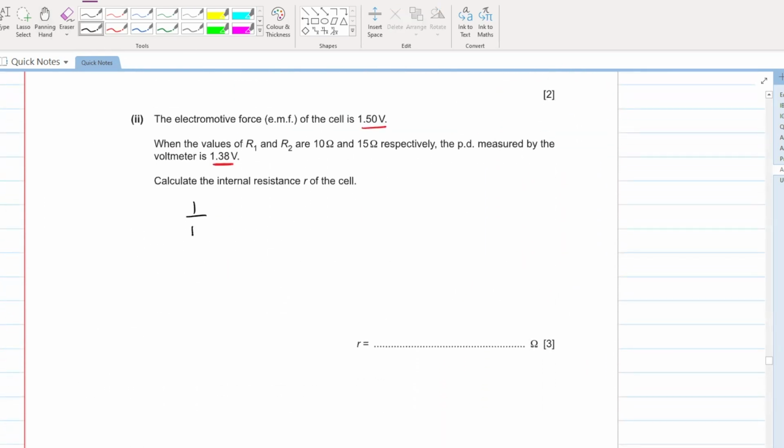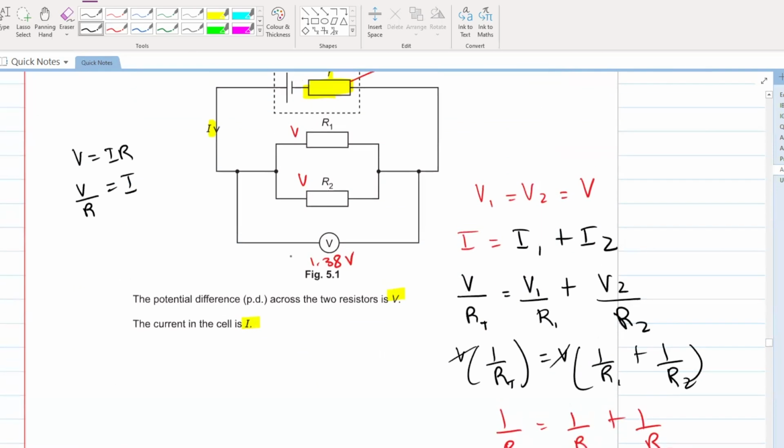Very, very easy. 1 over R total is equal to 1 over 10 plus 1 over 15. Can you calculate the total resistance by putting it in the calculator? 1 over 10 plus 1 over 15, then 1 divided by answer. This comes out to be 6. Total resistance is 6 ohms. Perfect. Total resistance is 6 ohms.